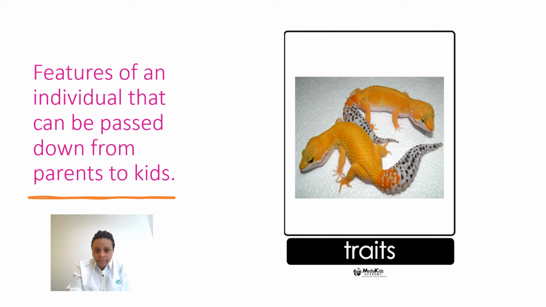Traits. So it's almost like characteristics, features of an individual that can be passed down from parents to kids. So traits are passed down from mom and dad to young. Okay, so look at these. Okay, so they have special traits. They are orange with a white and black tail. So they have special traits.